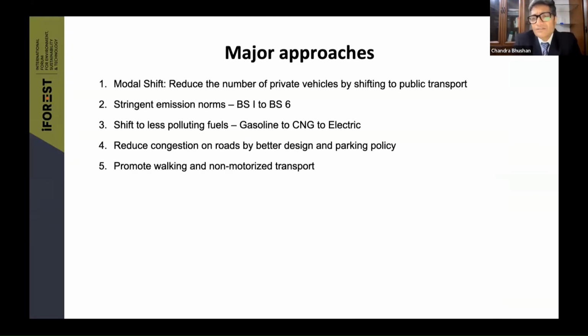Of course, to reduce pollution from transportation, the major approach is, first of all, you have to do the modal shift. You have to reduce the number of private vehicles and shift to public transport. This will reduce congestion, but this will also reduce pollution. And therefore, modal shift is a very important tool in cities. Cities should move to more public transport like buses. Wherever metro is there and money is available, metro is being constructed.